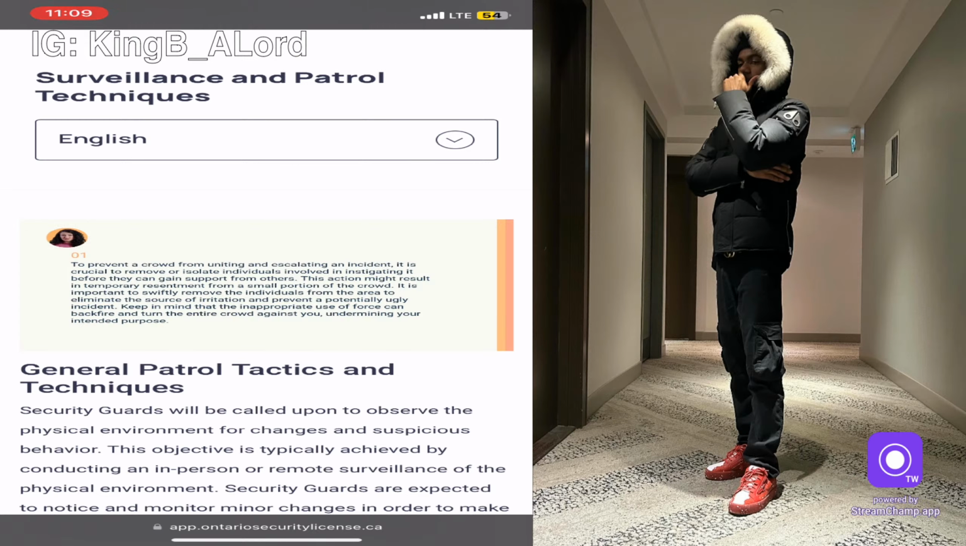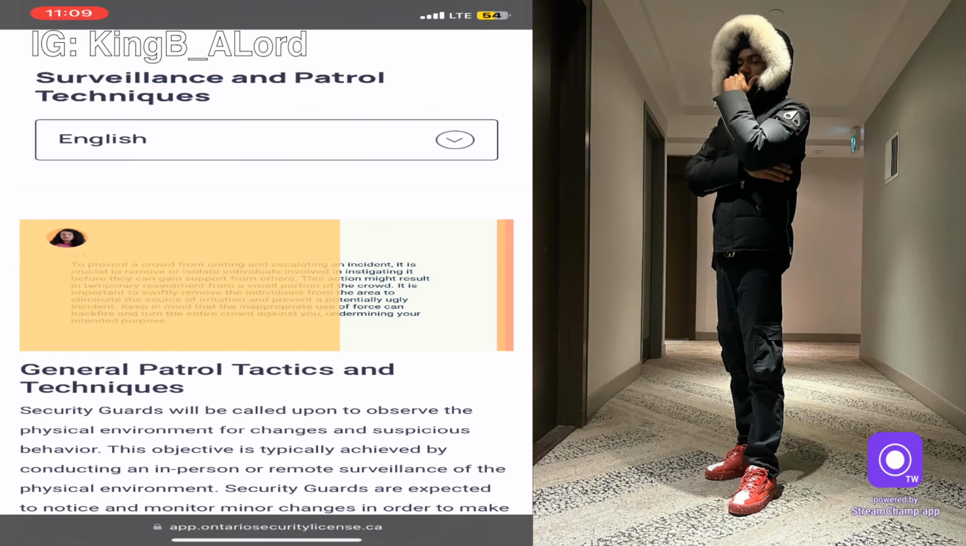This action might result in temporary resentment from a small portion of the crowd. It is important to swiftly remove the individuals from the area to eliminate the source of irritation and prevent a potentially ugly incident. Keep in mind that the inappropriate use of force can backfire and turn the entire crowd against you, undermining your intended purpose.